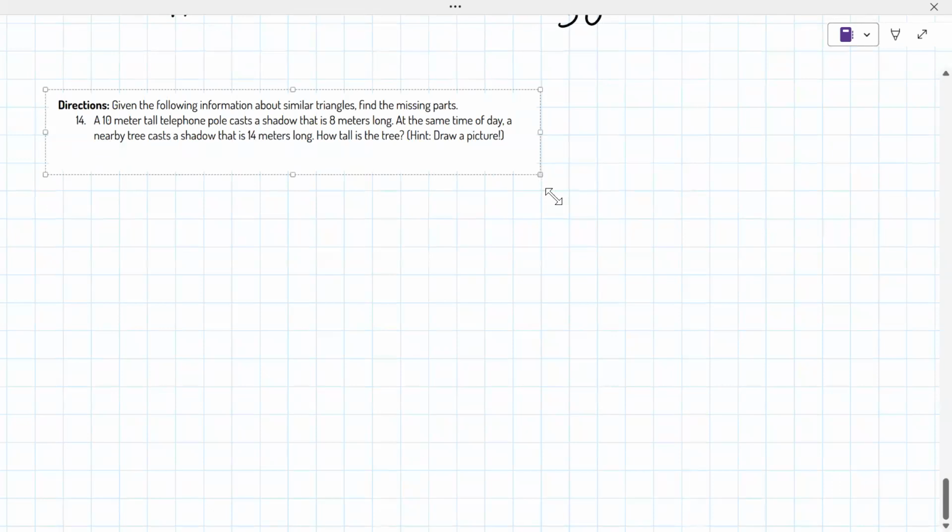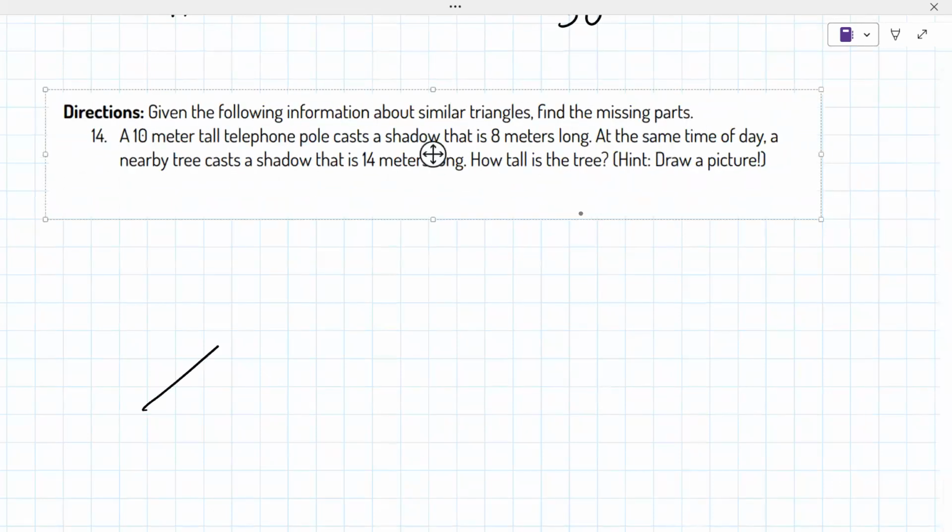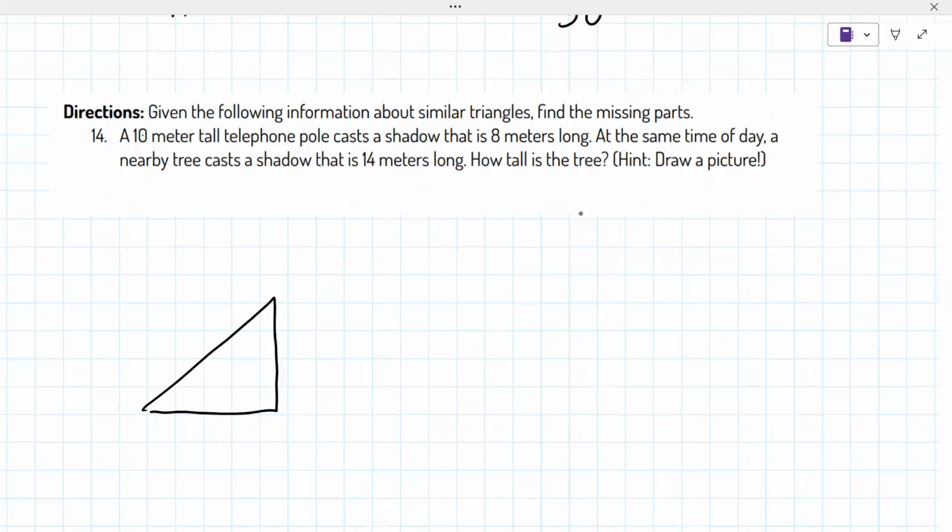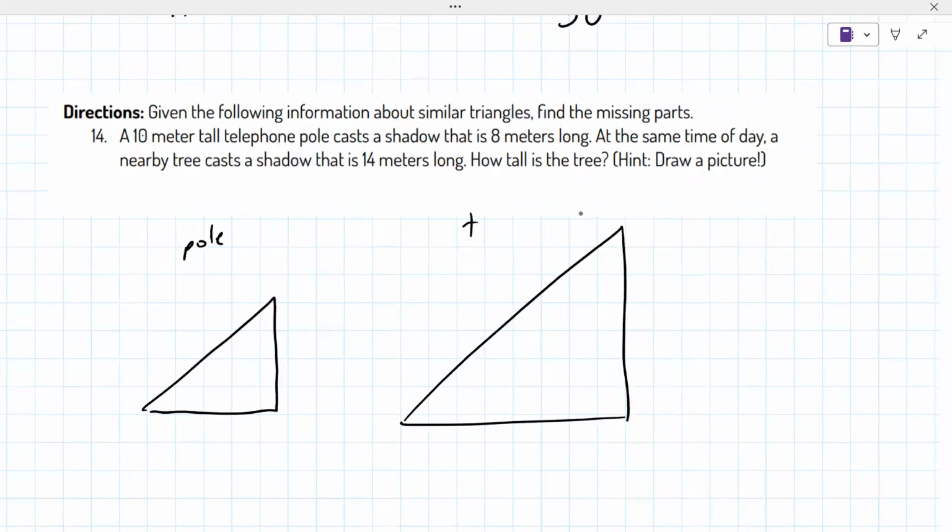All right, so 14 is really similar. You could reuse some of the drawings that you had before, but the smaller one is the telephone pole, and the larger one is the tree. So it's a 10-meter tall telephone pole, an 8-meter shadow. A nearby tree casts a shadow that's 14. So set up a proportion there and see if you can solve that for the given value.